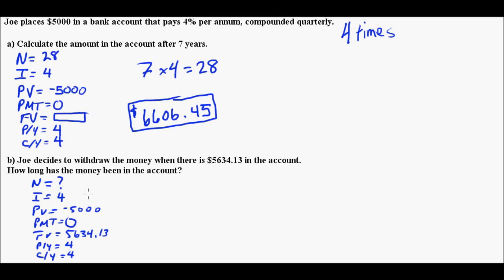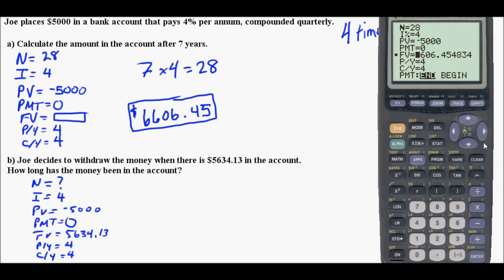Now we have to be a little careful when we find this because we're not going to be finding the number of years. We're going to be finding the number of quarters. So let's just clear this off here. So 0, 4, negative 5,000. That's still the same. Payment 0. And then 5,634 and 13 cents. Most of the time when you do this, you'll get a pretty standard answer. So if you get some jacked up answer, you might want to check your work. But all right, let's calculate this.